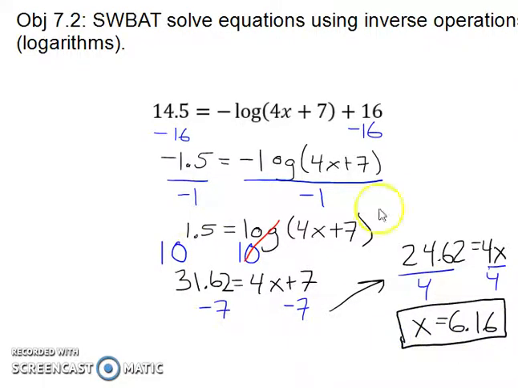Notice, nothing about this was new except for the log part, just how do you get rid of that log. And to recap, we got rid of the stuff outside the log first, and then the log itself, and then the stuff inside. That's the order you'll always follow. So our objective was solving equations using inverse operations, particularly getting rid of logarithms.